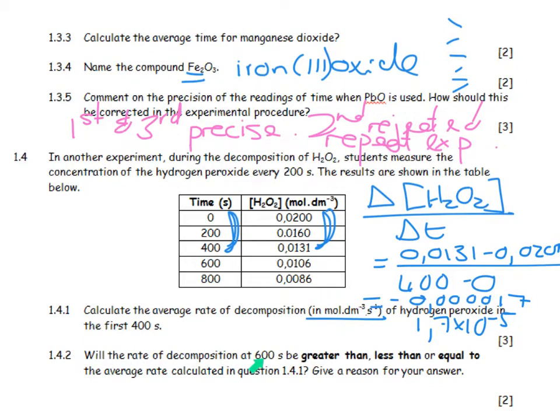Will the rate of decomposition at 600 be greater than, less than, or equal to the rate that you've just calculated? Well, the reaction as it proceeds slows down, so it's going to be less than. Concentration is decreasing as the reaction proceeds, therefore lower rate.